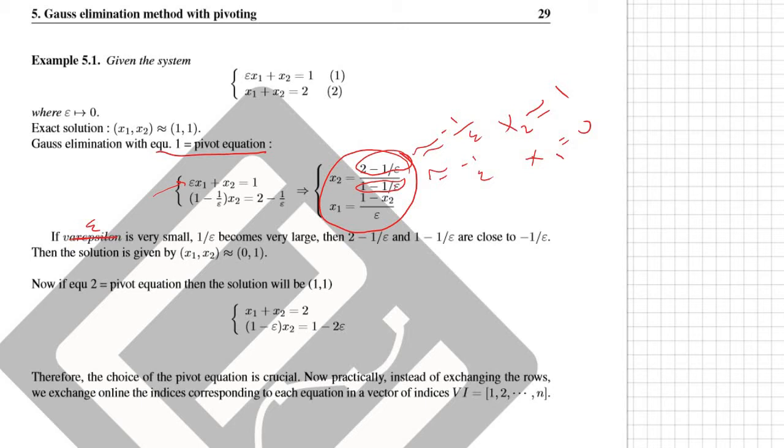Now, if I do the other trial, considering that equation 2 is the pivot equation, everything will change because I will have (1 minus epsilon) x2 equals 1 minus 2 epsilon. And now if epsilon is small, then x2 will be almost equal to 1, which will lead to x1 equals 1 as well. So the choice of the pivot equation is crucial. It might lead me to a wrong solution or might take me to the good one.